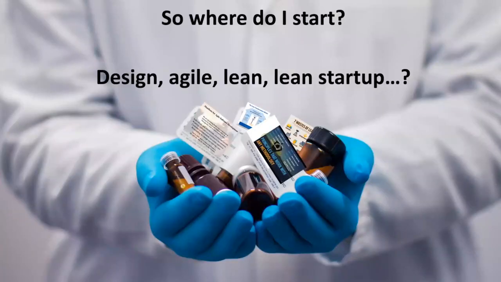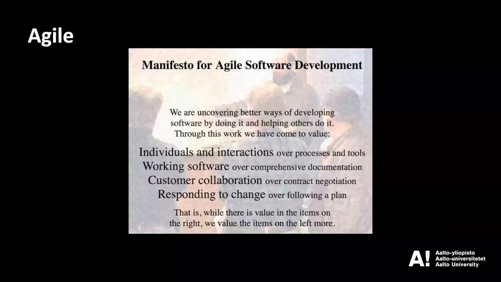Design, agile, lean startup. So which one? Here's a bunch of vitamins. Which one do I take? Just a quick reminder, where do these come from? Because it's good to know the history, because history brings baggage. So definitely agile comes from software development, I think late 1990s or something, correct me if I'm wrong. Individuals and interactions over processes and tools, and working software is kind of a manifesto that we appreciate these things against the kind of classic bureaucratic things.